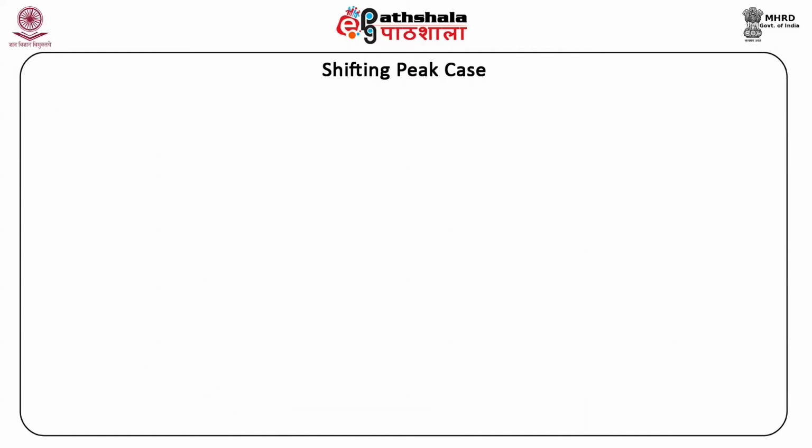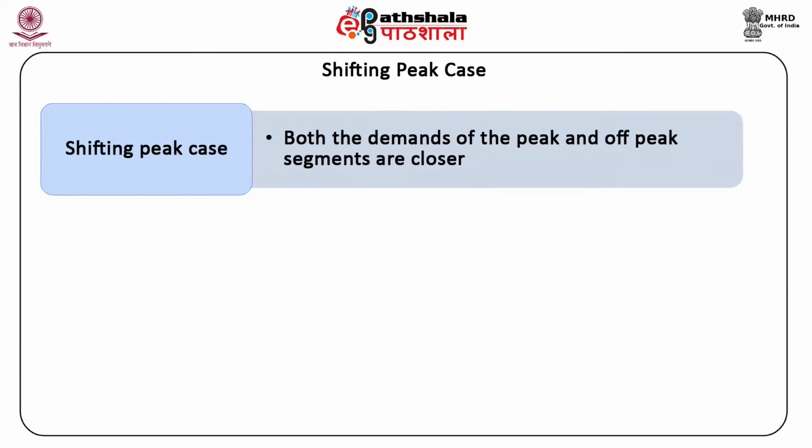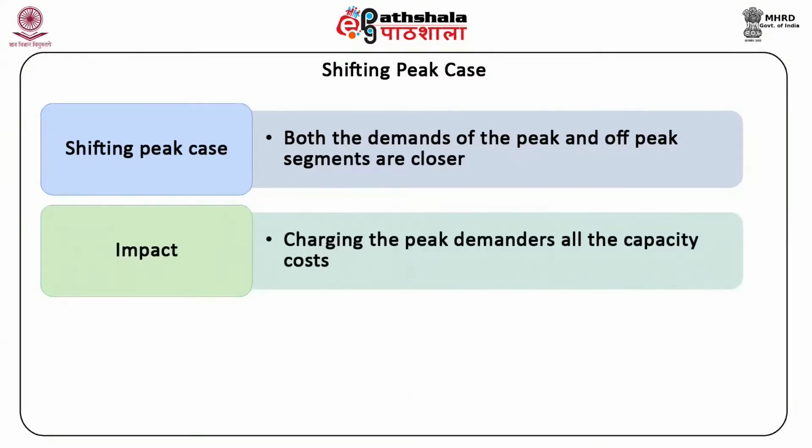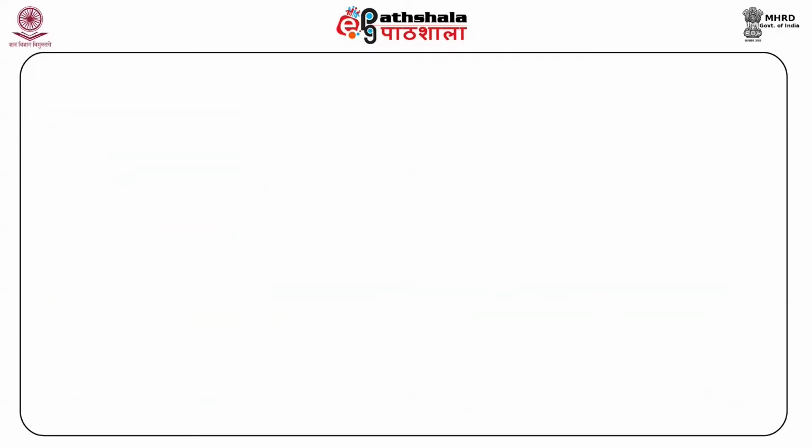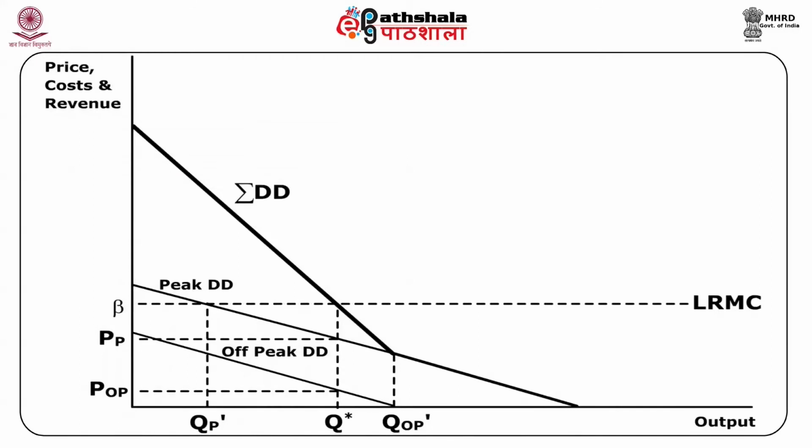Shifting peak case. We now consider a shifting peak case where both the demands of the peak and off-peak segments are closer. In this case, we consider the impact of charging the peak demanders all the capacity costs. We make a simplifying assumption regarding marginal operating costs and consider them to be 0. If the peak demanders are charged a price equal to beta to cover marginal operating and marginal capacity costs, they would demand QP of output.